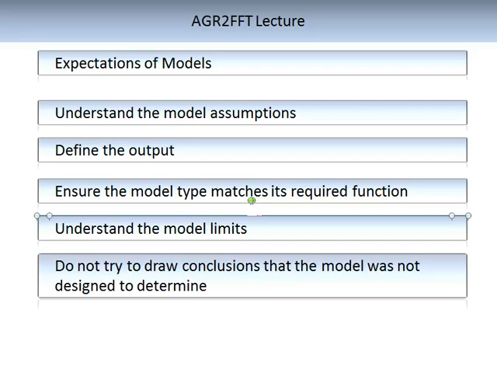Understand the model's limits. Often models are set within certain limits. These limits are usually dependent upon the input limits, for example. You may set up a model to understand nutrient uptake in plants. If your nutrient applied is far greater than the model's limits, then you need to disregard the model output, as you do not know if the relationship holds outside the model limits. And do not try to draw conclusions that the model was not designed to determine. This is an easy trap to fall in.